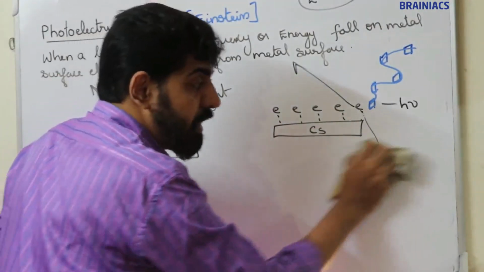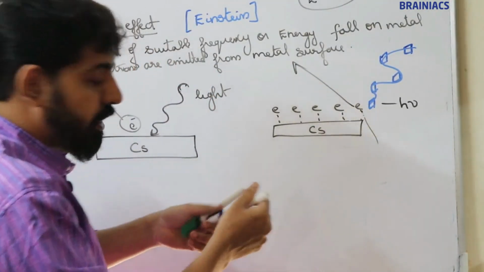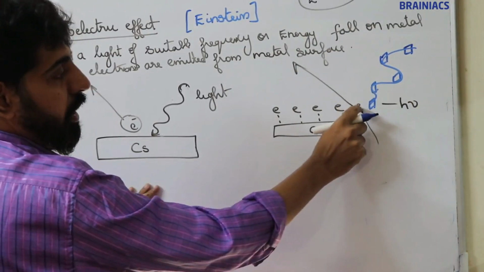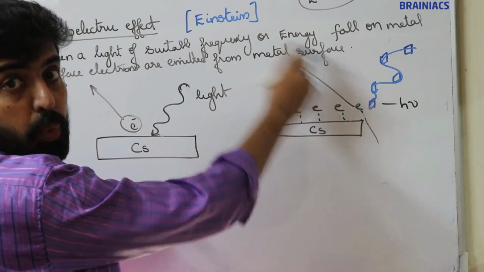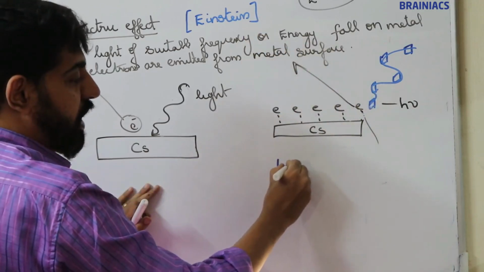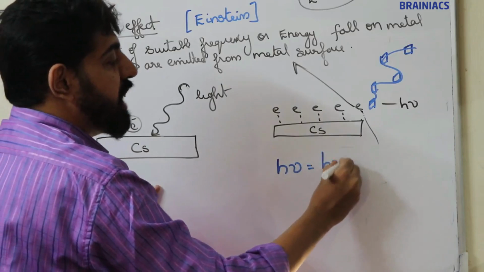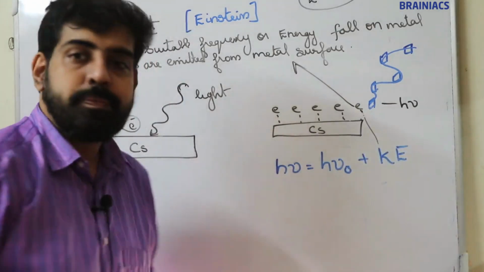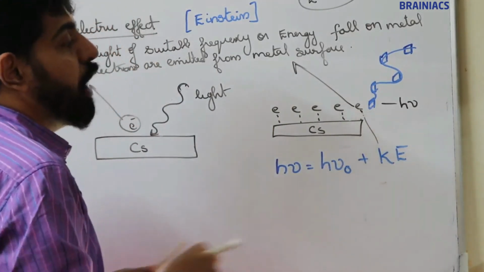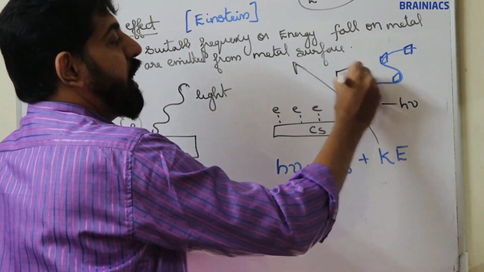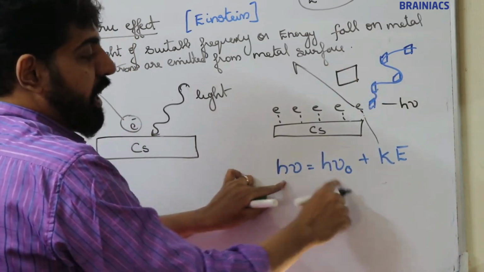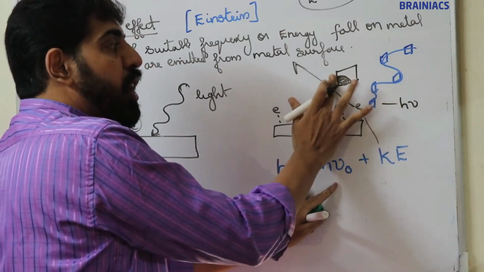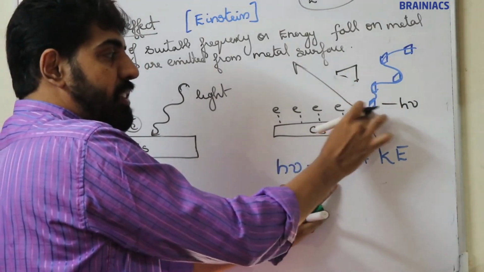I think this point is clear. Now you can write a relationship between h nu energy and movement energy. Like you can write a relation like this: h nu is equal to h nu 0 plus kinetic energy. Here, energy of single photon is h nu. Some amount of energy of that photon is used to remove an electron from metal surface.